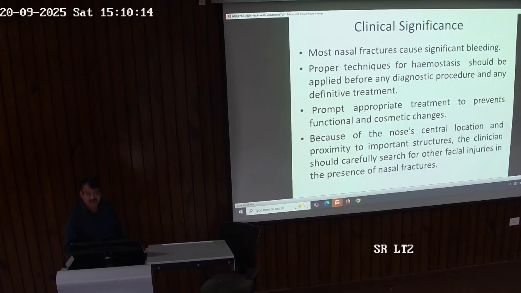Because most facial fractures can cause nasal bone fracture, such as maxillary fractures, orbital fractures, and those associated with mandible fracture, proper diagnosis should be done before surgical management is started.